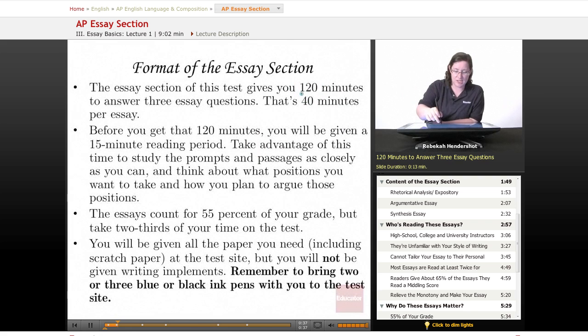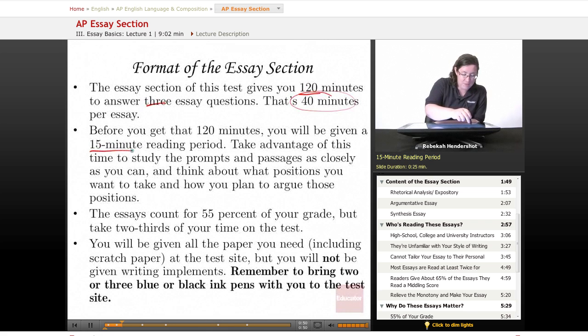All right, to begin with, the format of the essay section. The essay section of this test gives you 120 minutes to answer 3 essay questions. Now, if you're too lazy to do the math, that is 40 minutes per essay. But before you get that 120 minutes, before you get that 40 minutes per essay, you will be given a 15-minute reading period. Take advantage of this time. Basically, you've got 15 minutes to do nothing but read all of the prompts and all of the materials and everything they're going to be asking you about. So, study the prompts, study the passages as closely as you can. Think about what positions you want to take and how you plan to argue those positions. This is reading and thinking time, so get as much reading and thinking done as you can.